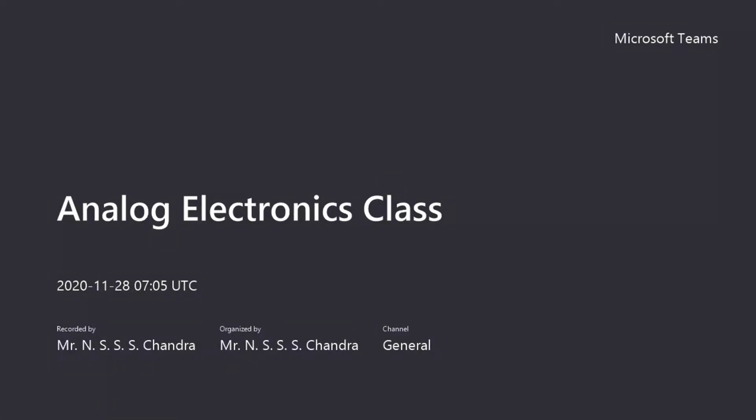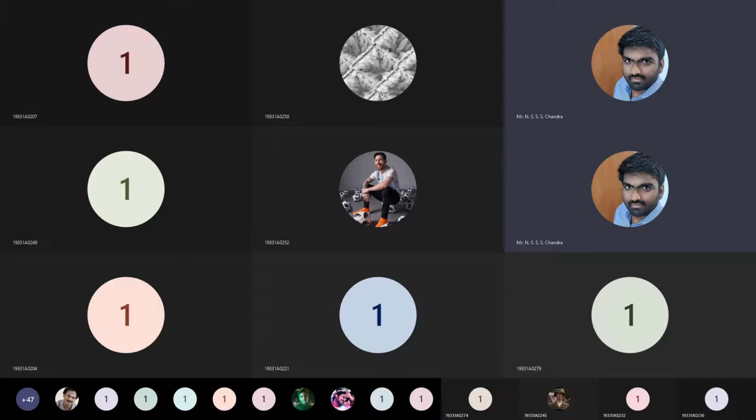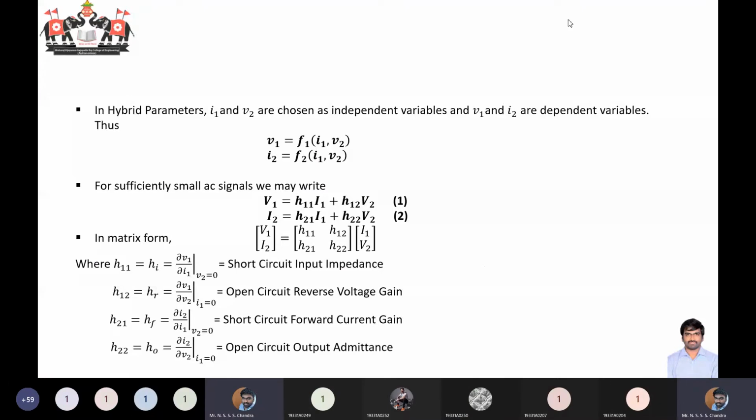Last class, we have discussed regarding the Z parameters, Y parameters, and then H parameters. In today's class, we'll discuss regarding the application of these hybrid parameters to the transistor amplifiers.